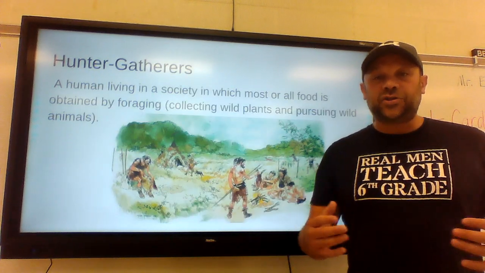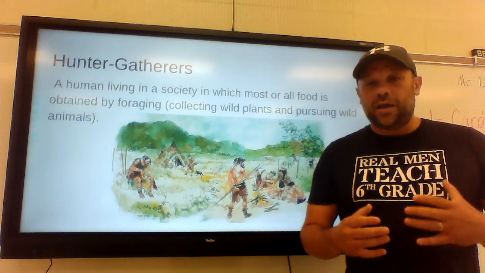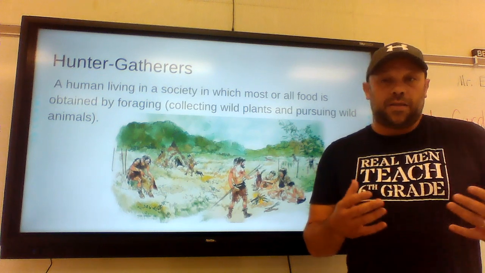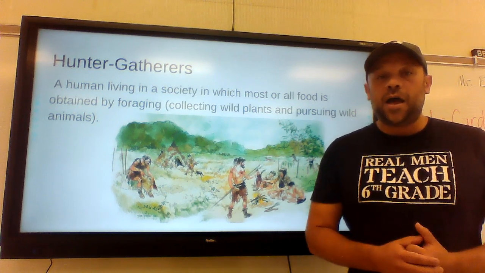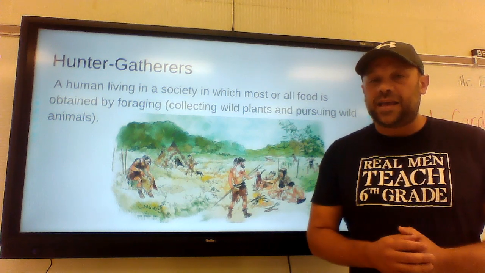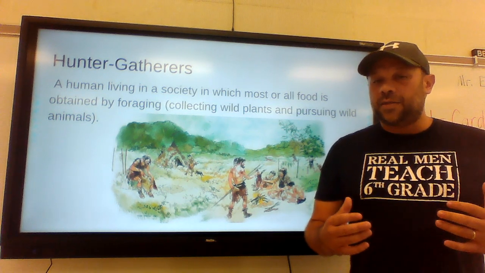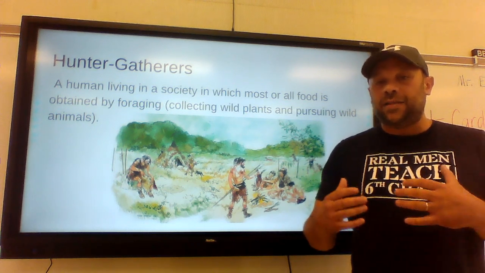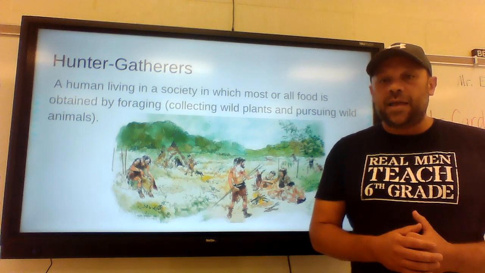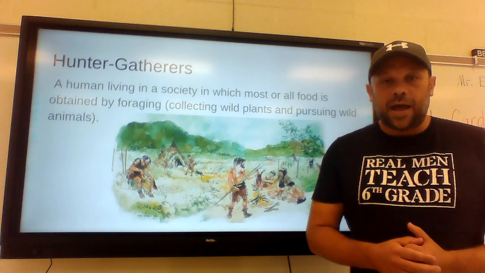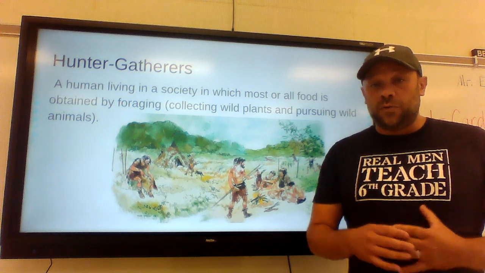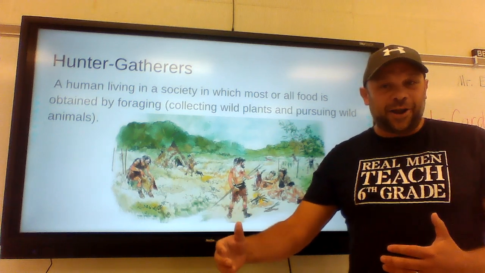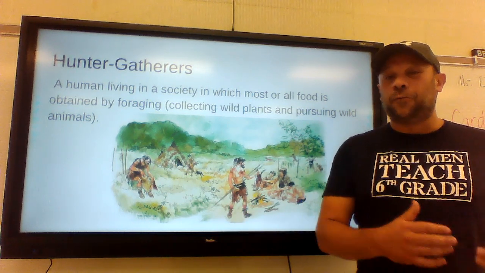And that is hunter-gatherers. Now, again, nomad and hunter-gatherer go hand in hand because of the way people had to live during this time. Hunter-gatherers were humans who lived in a society where almost all of the food that they obtained, they had to get through what was called foraging. And that means that they go out and they collect wild plants, and they would hunt wild game. And as soon as the game moved or the plants disappeared, or you had harvested all that you could eat from a certain area, you had to move to the next area to search for more food.